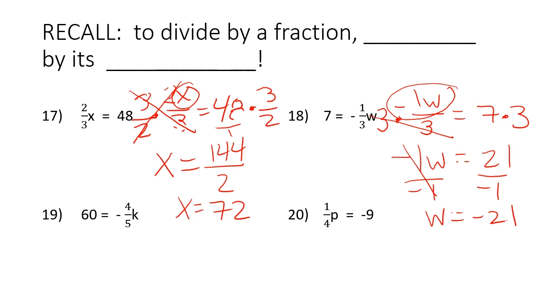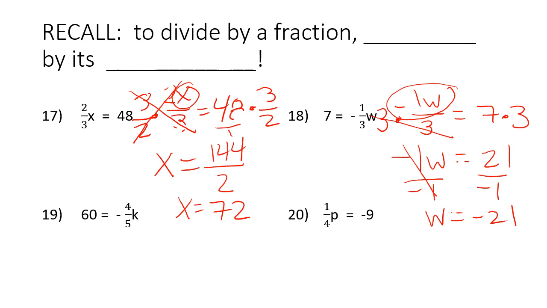Okay, so you can see number 17, I solved it by multiplying by the reciprocal. You can see that number 18, I solved it in 2 steps. First, I multiplied by the denominator. Second, I divided. Number 19, we are going to do in 2 steps to show you that way.